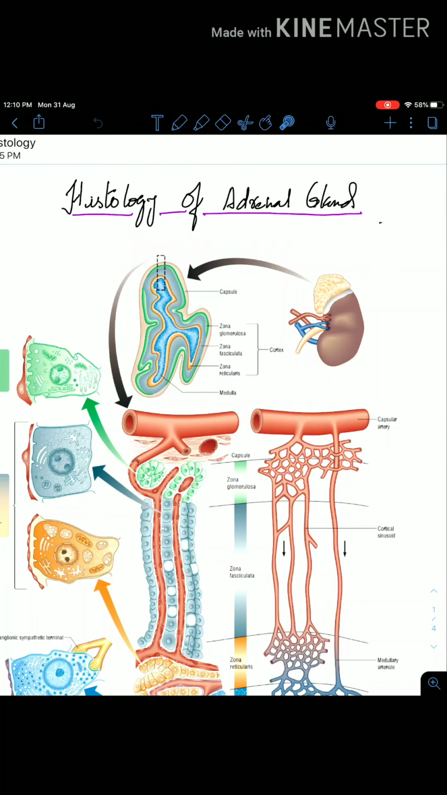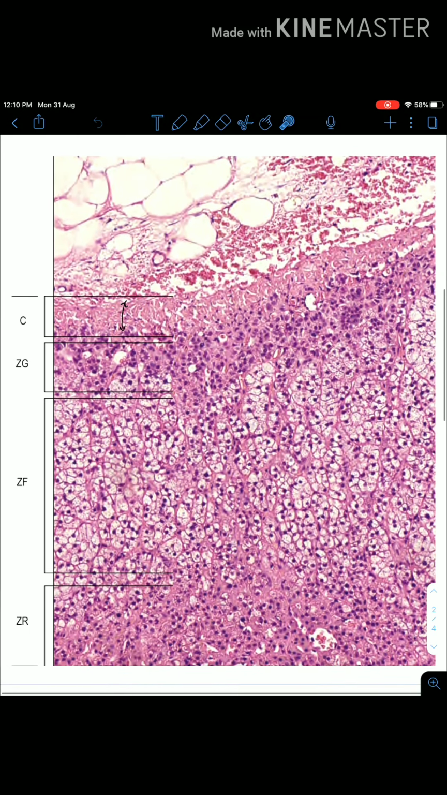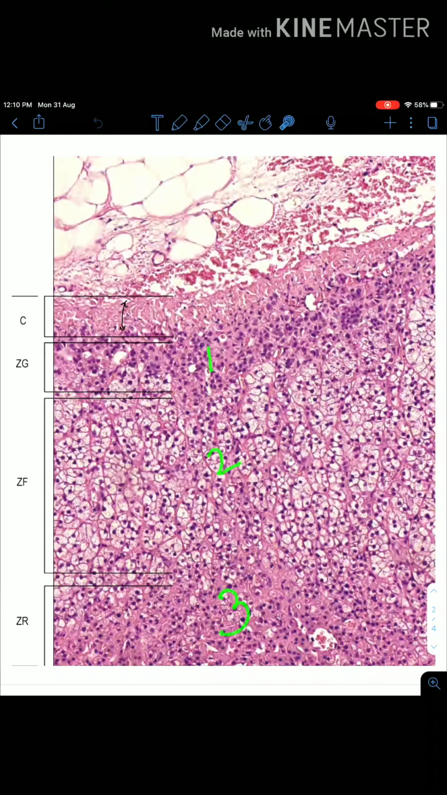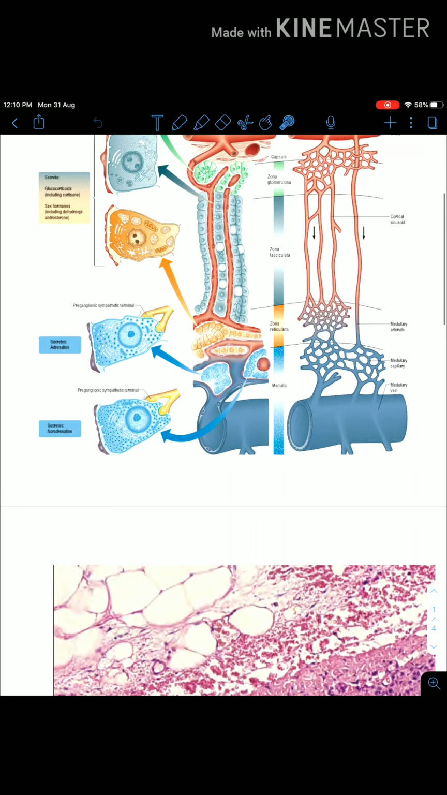Now let us see the slide of the adrenal gland. If we look closely at the cortical area, we can see that it can be divided into three distinct zones. This is because of the presence of different cells and the way these cells are arranged. Let us take the example of zona glomerulosa. It is the zone that is present right underneath the capsule of the gland. It is roughly about 15% of the total cortical volume.